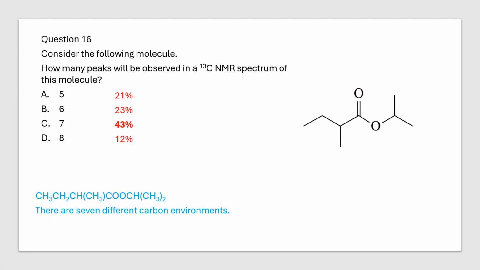There are 7 different carbon environments, so 7 peaks should be observed in the 13C NMR spectrum.